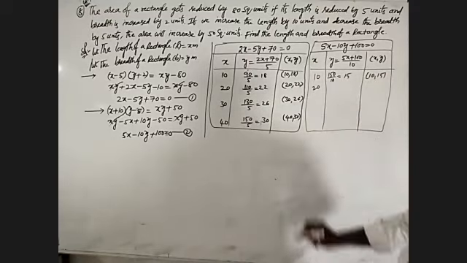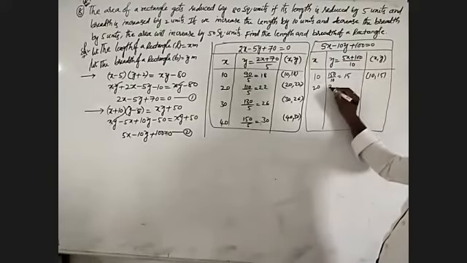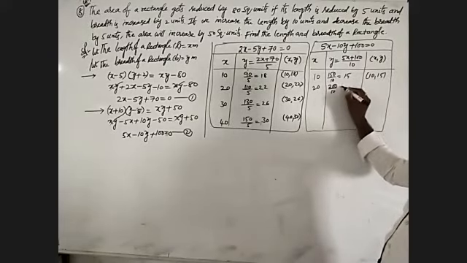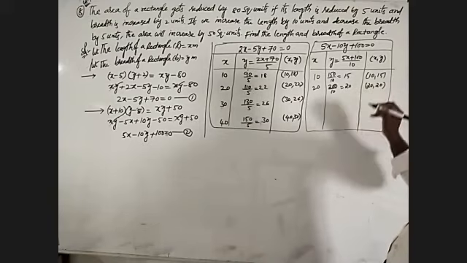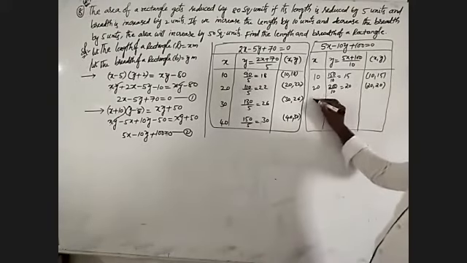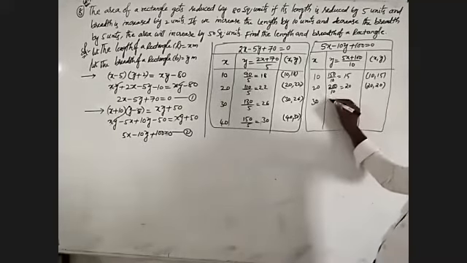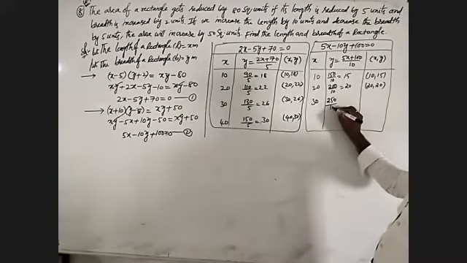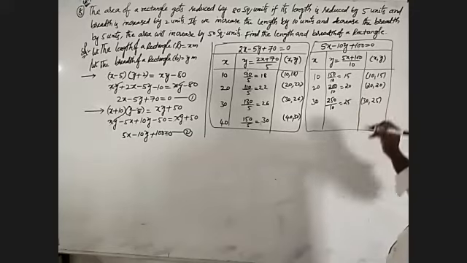After that, take x equal to 20. 5 into 20 is 100. 100 plus 100 is 200, by 10 that is 20. We write this as 20 comma 20. After that, x equal to 30. 150 plus 100 becomes 250, by 10 that becomes 25. We write that as 30 comma 25.